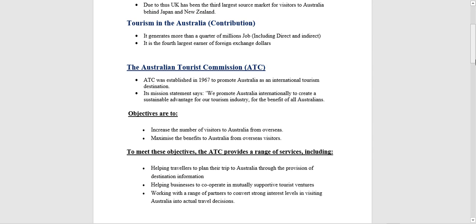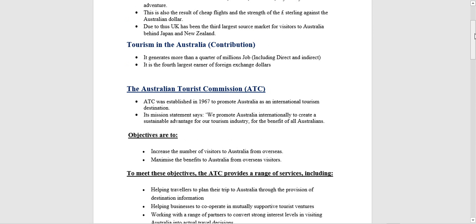With the help of them, they try to attract more tourists over there, and they are also helping businesses to cooperate in mutually supportive tourist ventures, working with a range of partners to convert strong interest levels in visiting Australia into actual travel decisions. So what they do is they work with various tour operators in various countries, and in this way they bring a number of visitors from overseas to Australia as a tourist market.